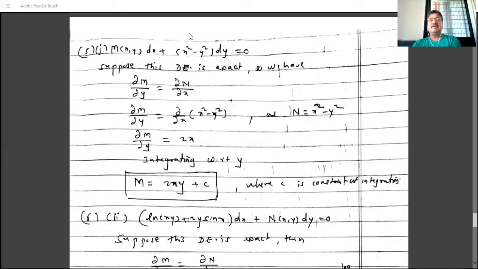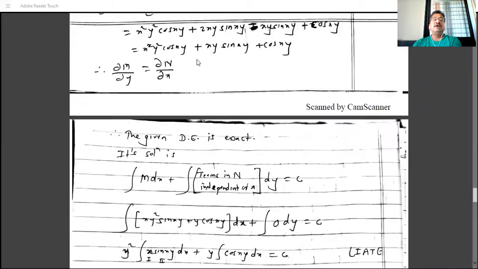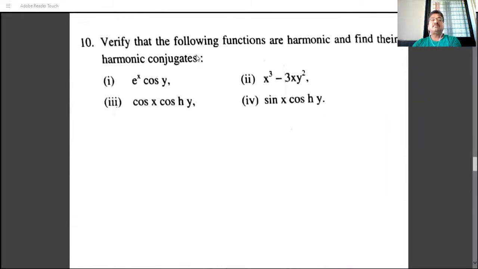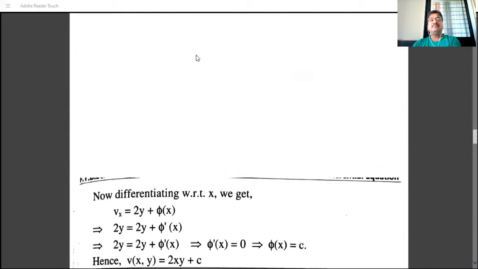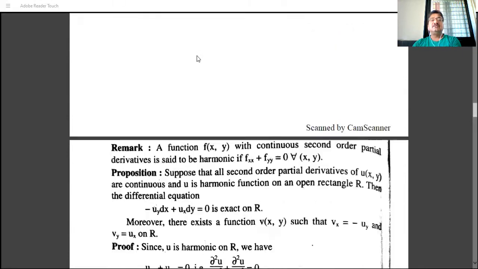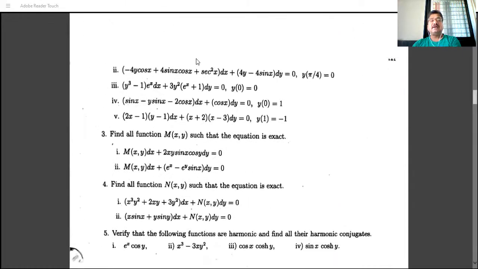And what is ∂A/∂x? It is again 2x. The derivative of x² − y² with respect to x is 2x. So if you take m as 2xy + c, where c is any constant, then this equation becomes an exact differential equation. So how can we solve these problems? We have to find the value of m such that the given differential equation is exact.